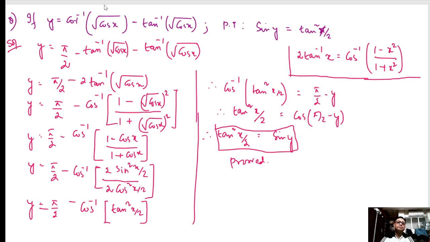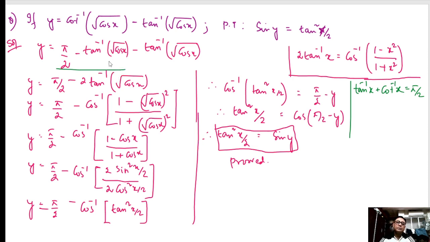So let's see the next sum. y equal to cot inverse... If the value of y is given, prove that this is coming. So y equal to, now please understand, this is the formula we already know: tan inverse x plus cot inverse x equal to how much? Pi by 2. So cot inverse x will be pi by 2 minus tan inverse x. So here we have used it.